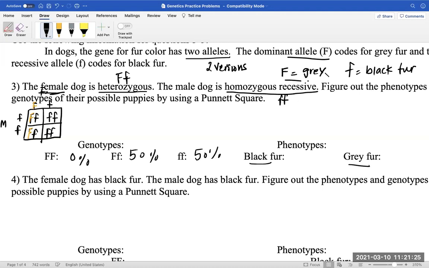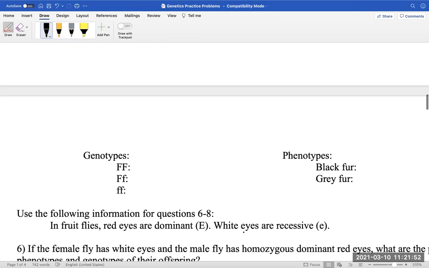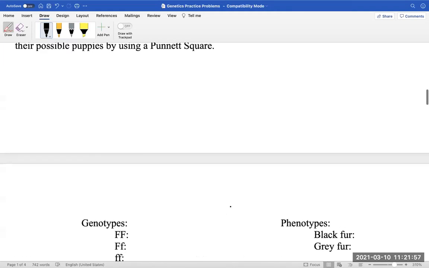Now we need to look at this. 2 and 2. So you have big F, little f, big F, little f. So this is going to be gray. And when you have little f, homozygous recessive, that's going to be black fur. So I'm going to say 50% and 50%. So that's one example. There are multiple questions that you can practice. I'm not collecting this worksheet. It's on Canvas, but you can use this for practicing.